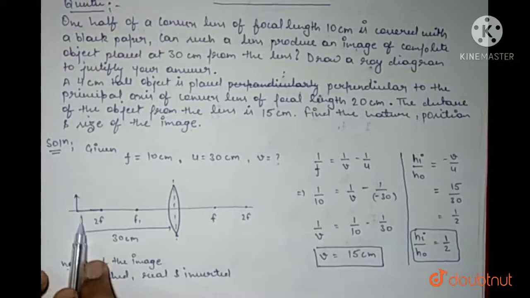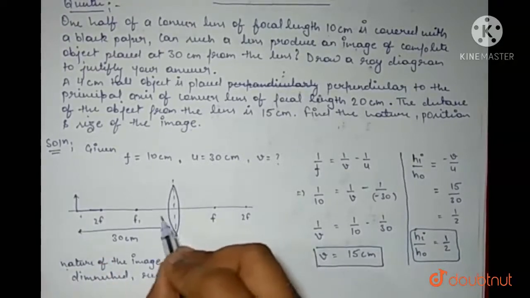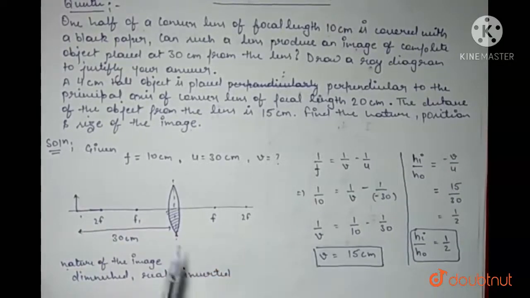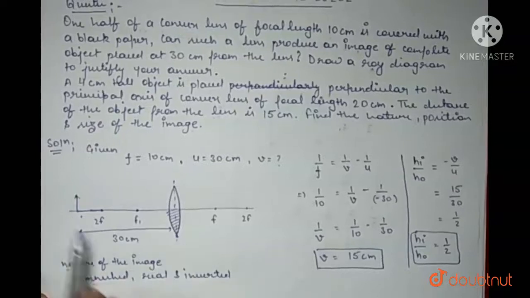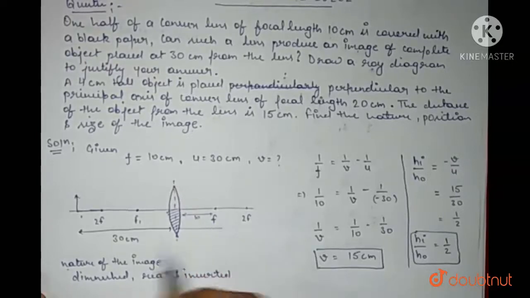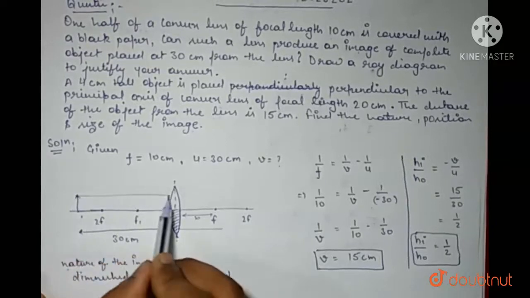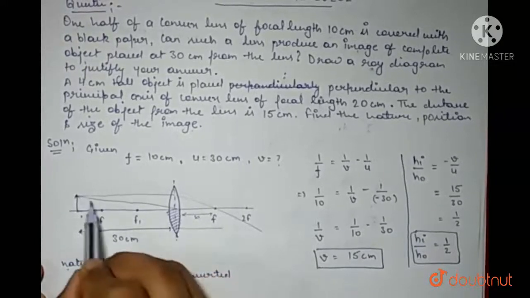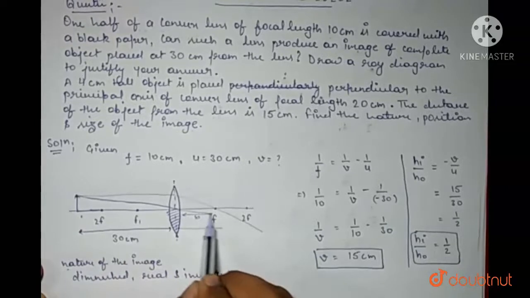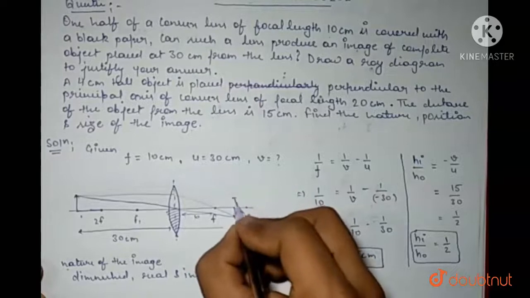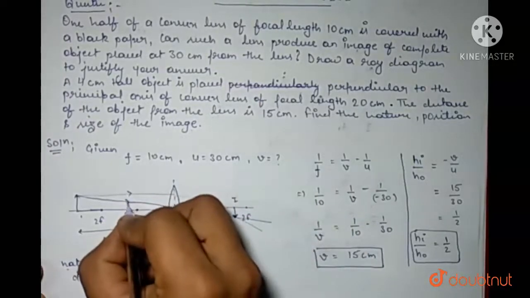So the image will be formed, but as given in the question, the half part of that lens is covered. So what is the effect of that covering? The image is formed at 15 cm and this is 10. So I draw a ray diagram here. It will be here, and again it meets at a point somewhere here. This is the image formed. I am representing it as I. This is the ray diagram.